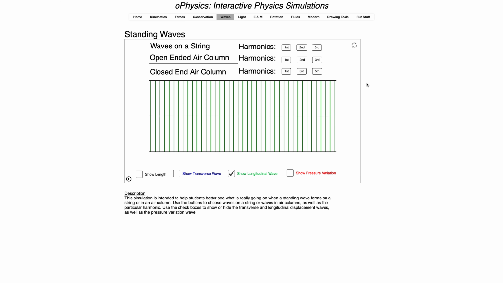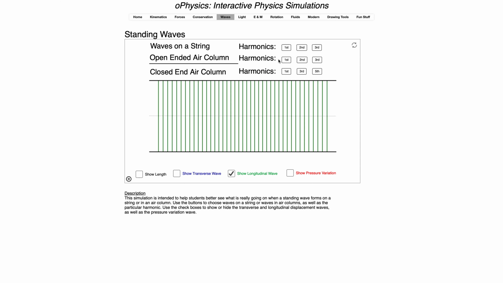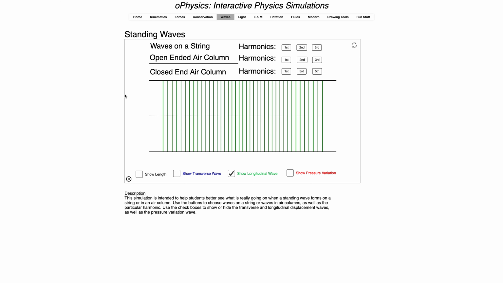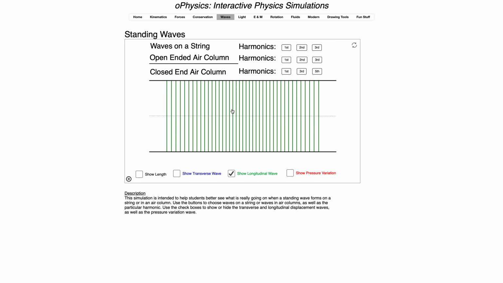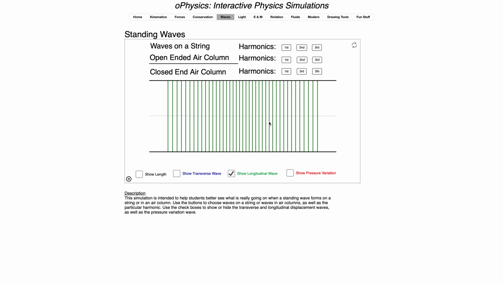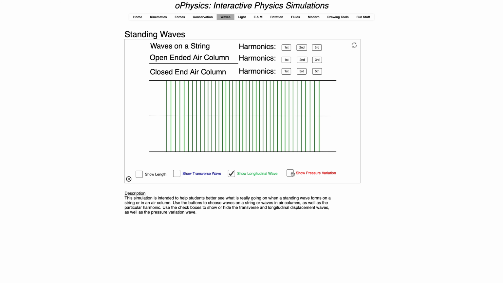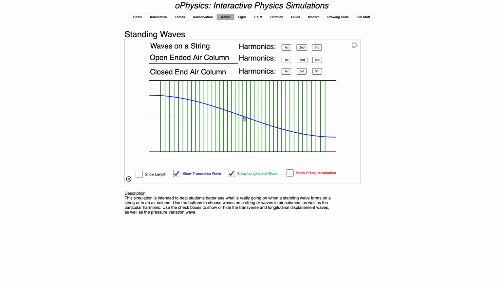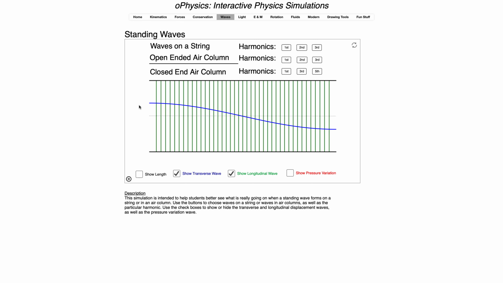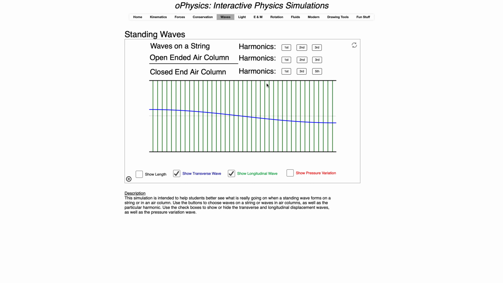Looking at this in an animation, if I have an open-ended air column, then the first harmonic would look something like this, so that it's oscillating back and forth. And you'll notice the points here in the middle where it's being compressed. You'll be able to take a look at the pressure itself. This gives you an idea of what the pressure would be. You'd have the highest pressure here in the middle where the node would actually be. So you notice here in the center, if you have a standing wave, you're going to have antinodes at the end, and you would have a node here in the middle for the first harmonic.